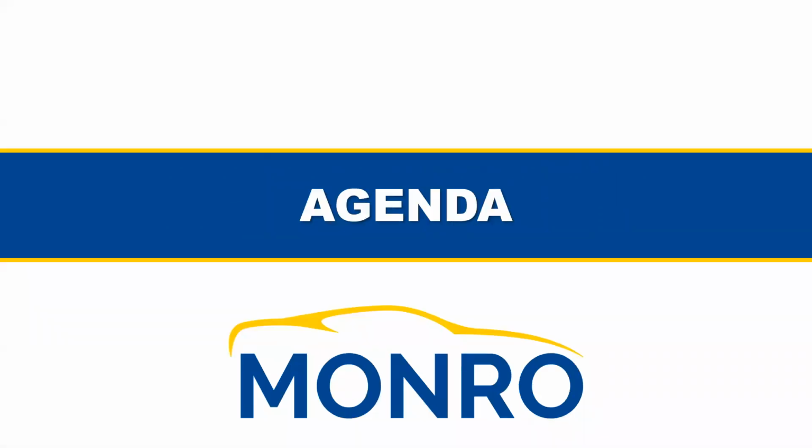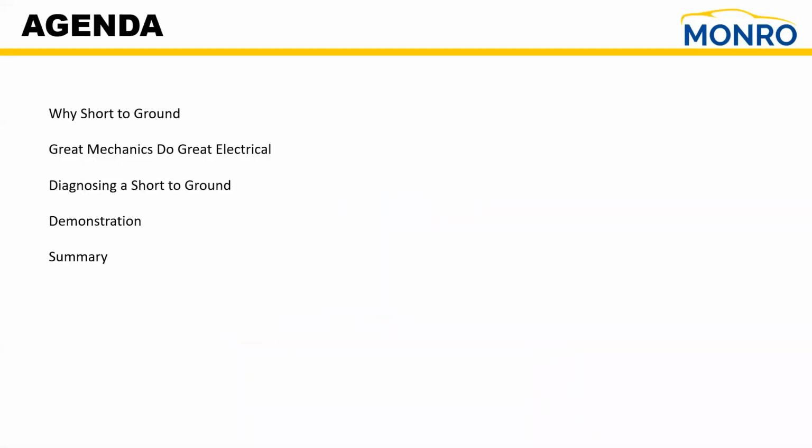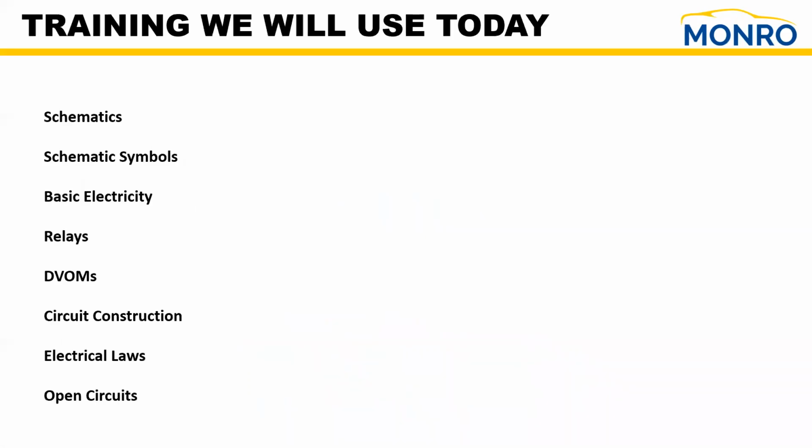Here's our agenda. First of all, we're going to talk about why short to ground. Just a reminder that great mechanics do great electrical work and diagnosing a short to ground. We'll do a quick demonstration and then we'll do a summary. We're going to use a lot of previous training today. We're going to be using the module on schematics, schematic symbols, as well as basic electricity and relays, digital volt ohm meters, circuit construction, electrical laws, and we're going to review some of the material again from open circuits.